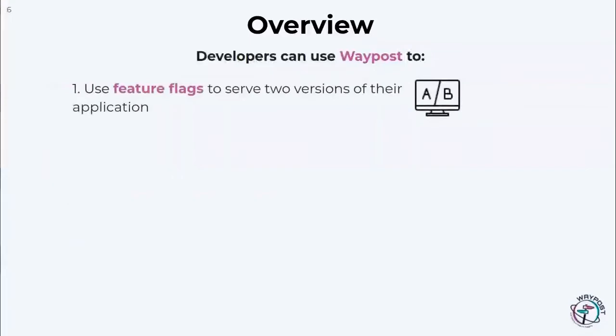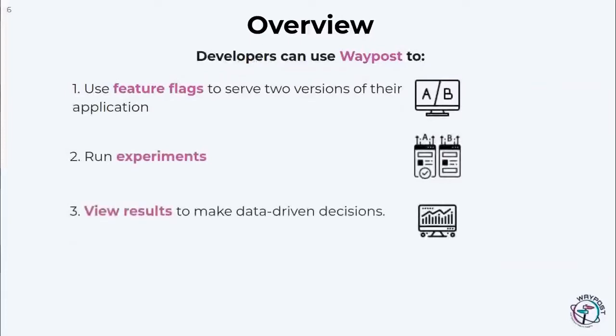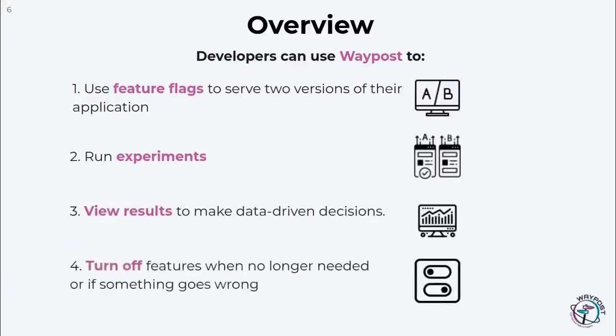Waypost allows developers to use feature flags to deliver two versions of their application. They can run experiments and view the results to help make informed decisions. And if a new feature has bugs or performance issues, they can easily toggle it off.